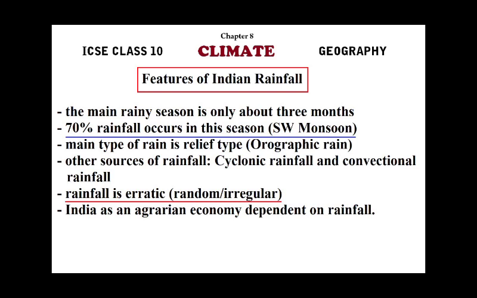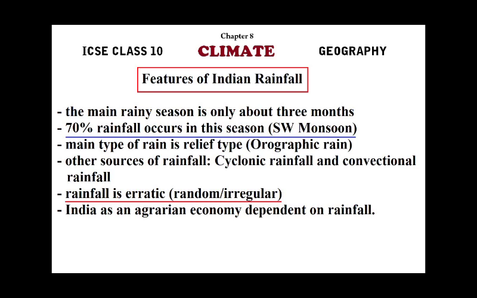It affects a lot of things because India, as an agricultural economy, depends on this monsoon rainfall. Even though we have developed in the field of agriculture, a large number of farmers are still depending on rainfall for irrigation activities. We are still dependent on monsoon rainfall for agriculture. So these are the features of Indian rainfall.